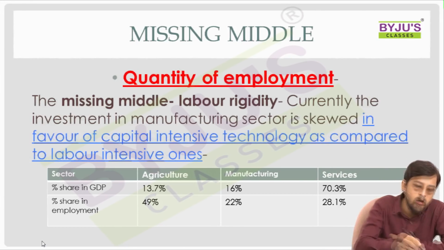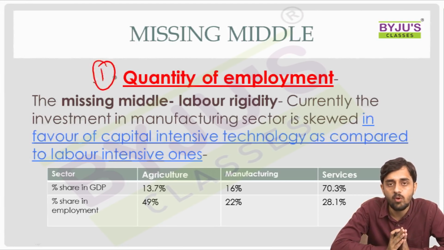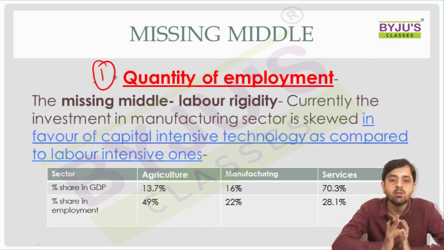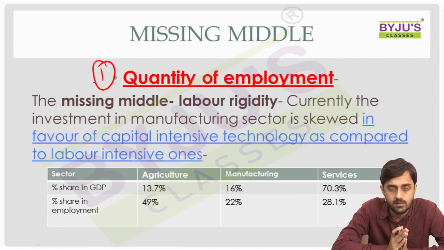The first major issue with respect to the labor market in India is the issue of the quantity of employment available, or rather, let me put it this way, the magnitude of unemployment within the country. So what you need to understand firstly is the distribution of employment according to the sectors of the economy, or how much employment is generated by the agricultural sector, the industrial sector, and the services sector.